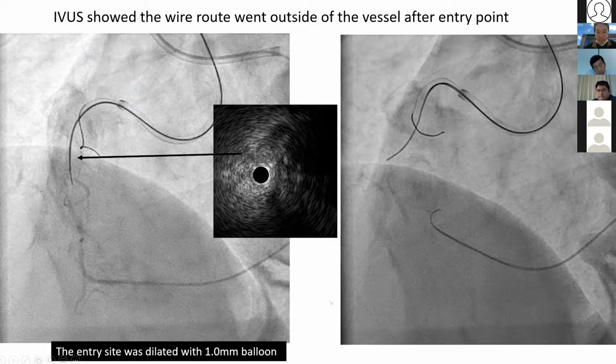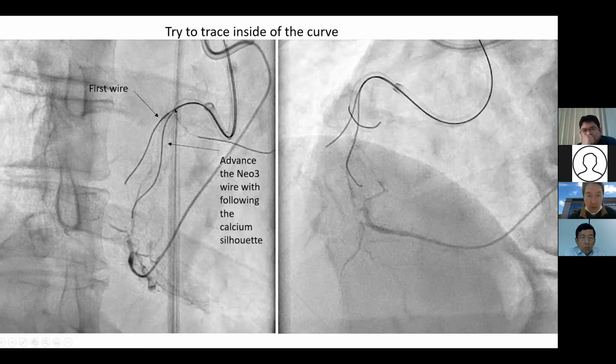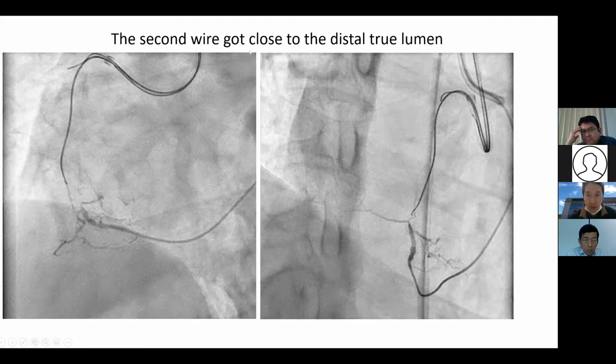And then I checked the entry point again, like this. The condition is that the anterograde wire is extraplaque and the retrograde wire is unknown. So I checked the IVUS point and then tried to trace the other wire, just checking the calcium by fluoro and gently advancing. But this part is an unknown procedure. And when the wire tip is getting close to the distal RCA part, I think it's almost there. The second wire got close to the distal true lumen.